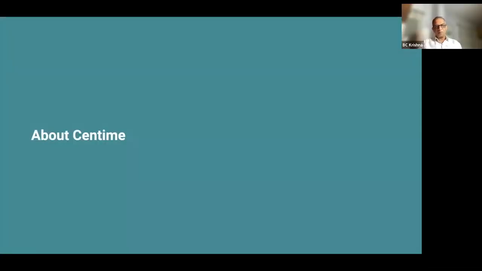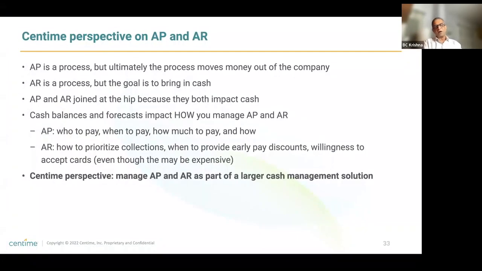I will wrap up here by taking a few minutes to talk about Centime. I think what we are trying to do is bring a best of breed set of capabilities that follows along with these trends of building a solution suite. Our perspective on AP and AR is what we've touched on through the course of the last hour. AP is a process. It is about moving money out of the company. AR is a process, but its goal is to bring in cash. AP and AR are joined at the hip because they both impact cash. And as Ken has said before, cash balances and forecasts impact how you manage AP and AR.